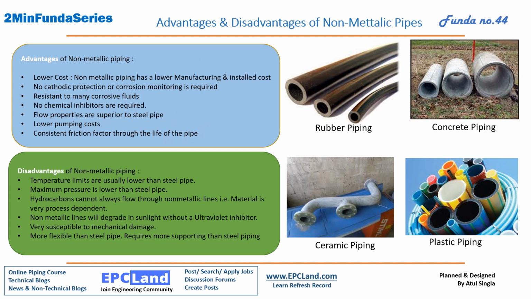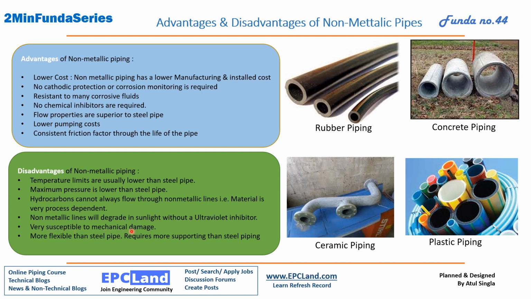At the same time, if you see the main disadvantages of using non-metallic piping, they cannot bear high temperature. So temperature limits are there as compared to steel. Pressure limits are there. We cannot go for very high pressure as we do in steel piping. Hydrocarbon cannot always flow through non-metallic pipes. We need to look into the process recommendation. Non-metallic pipes will degrade in sunlight. Sunlight is a major drawback because these will be exposed to sunlight. Heating effect will be there. Ultraviolet inhibitors will be required.